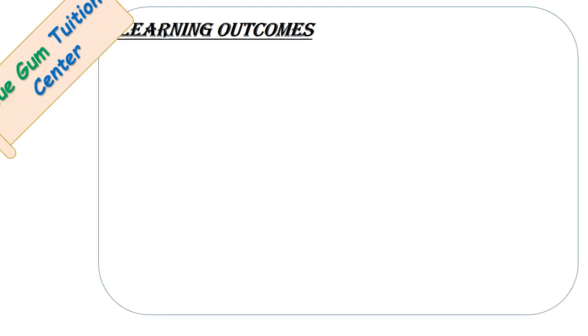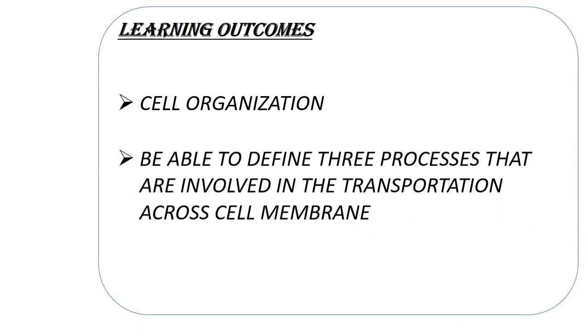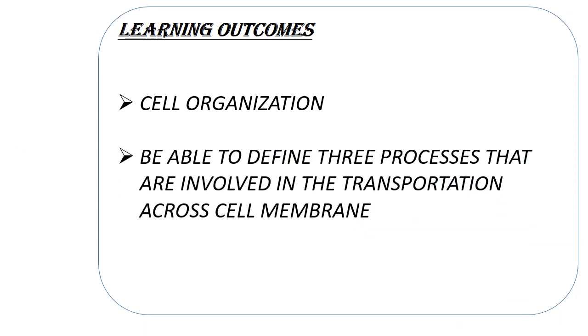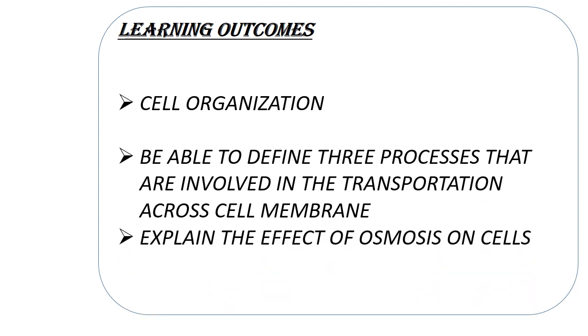So at the end of this video, I expect you to be able to describe cell organization. I also expect you to be able to define three processes that are involved in the transportation across cell membrane. I expect you to be able to explain the effect of osmosis on cells. So there is a process we're going to learn called osmosis. I expect you to explain the effects of this process on cells.